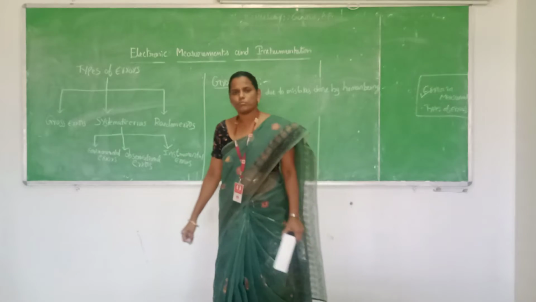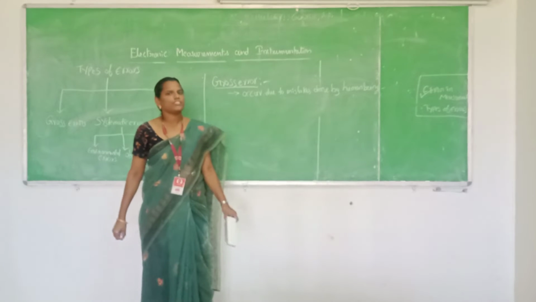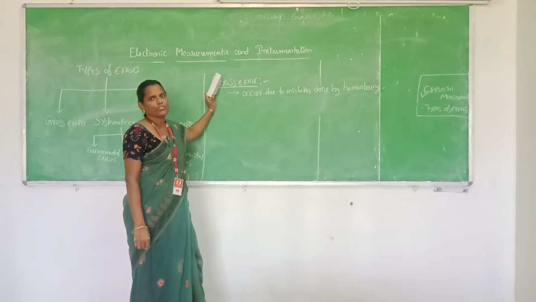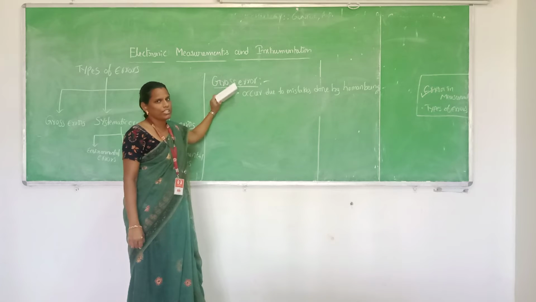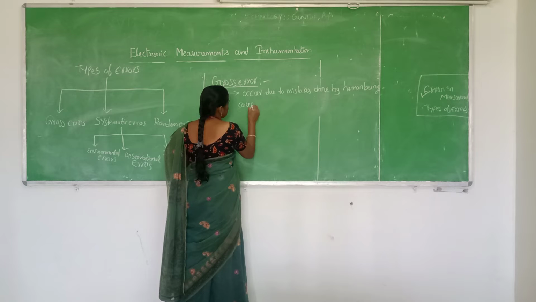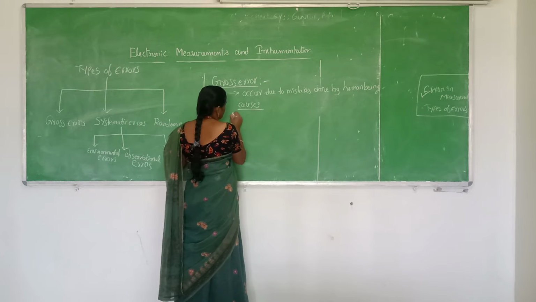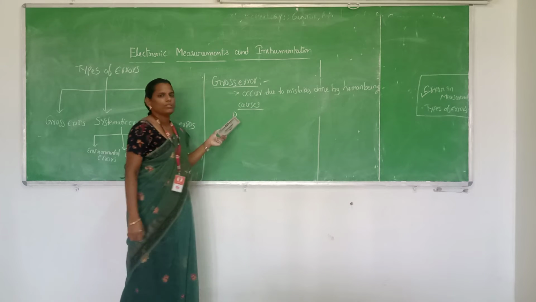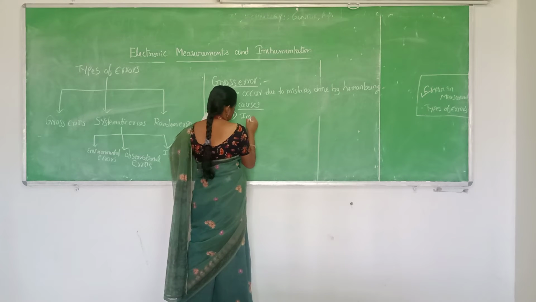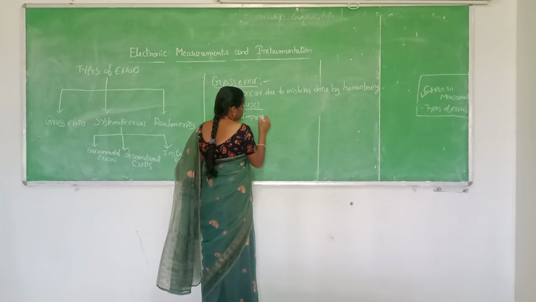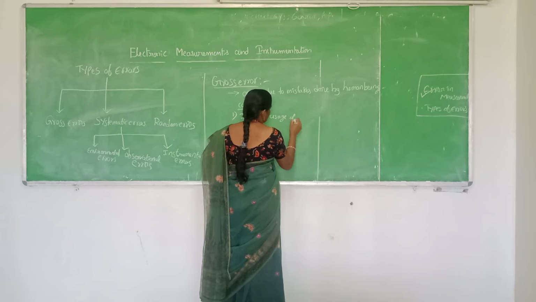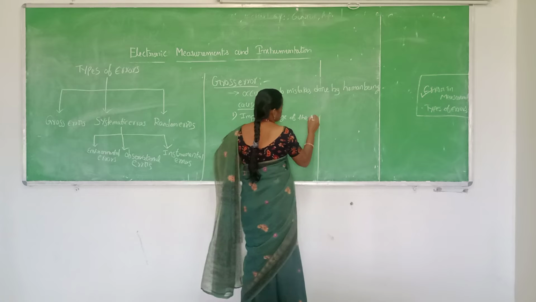So the mistakes done by the human beings can be considered. Further, if you consider these human being mistakes, then we will get the gross errors. So the causes of gross error: the first one is improper usage of the instrument.